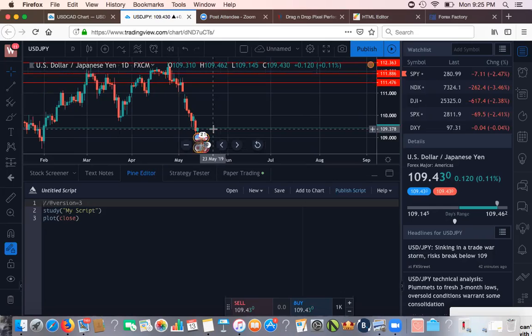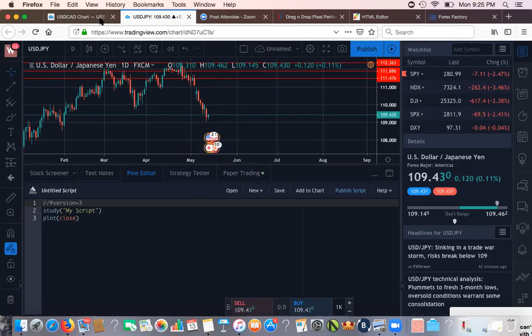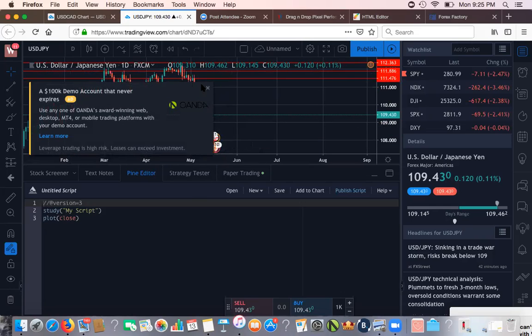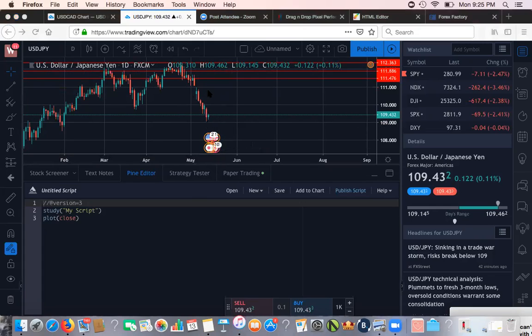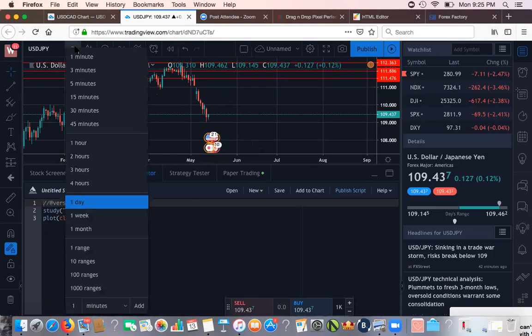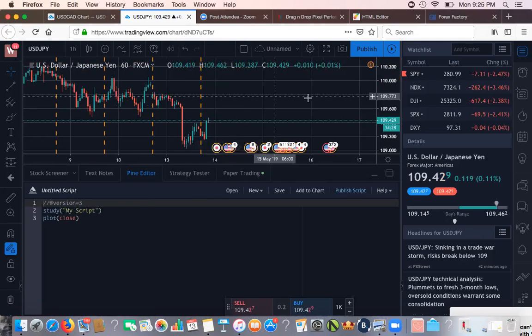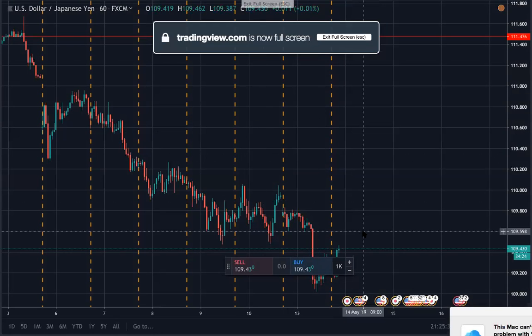So we're looking at USD JPY. It's the US dollar versus the Japanese yen. I've got lines of resistance already on the daily. Let's bump down to the hourly chart and see what the hourly looks like. So look, we're looking at the hourly chart.